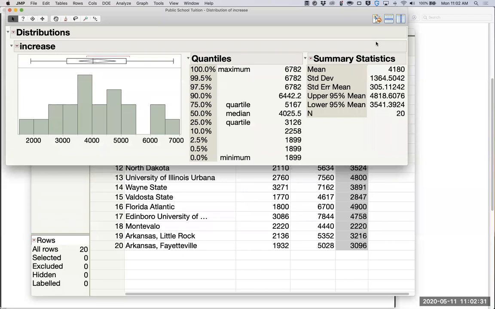Oh, our confidence interval for the mean, 3541 to 4118. That's exactly what we got before. We're happy about that. But again, let's write down d bar equals 4180. S sub d is, well, actually, let's go with the standard error. SE of d bar is 305, and n is 20. So my test statistic t, oh man, I should not have erased those. So 4180, 305 is the standard error, and n is 20.